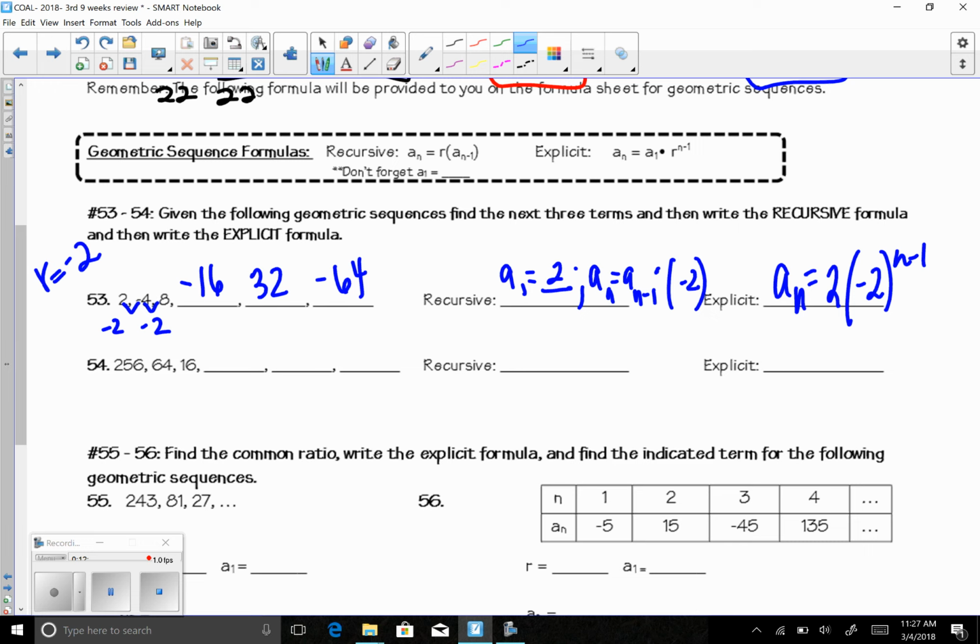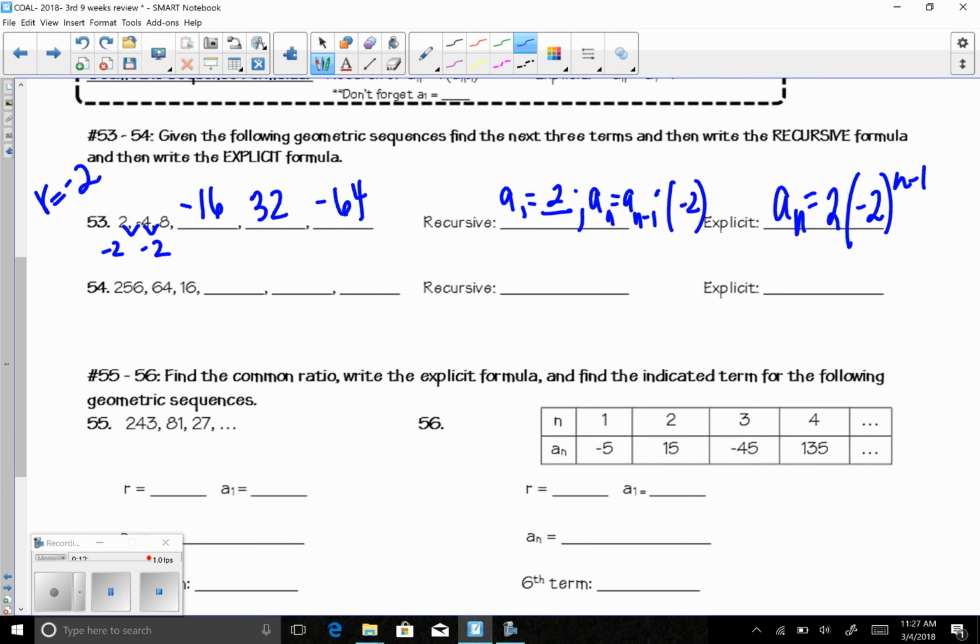So 54, hopefully you guys realize it's decreasing, right? So we're probably dividing by something. If you figure out what you're dividing by, then when you divide by a number, it's like multiplying by 1 over that number. So for 54, hopefully you guys are noticing, I think a 4. So if you divide by 4, it's the same thing as multiplying by 1/4.